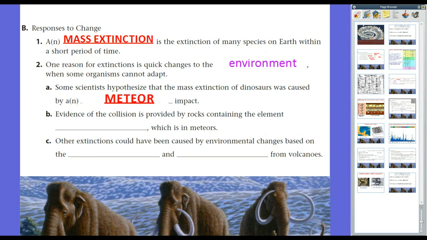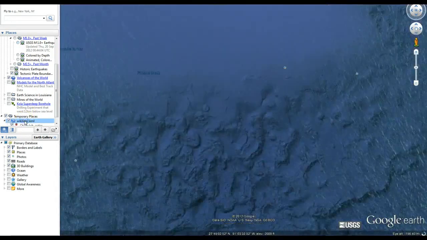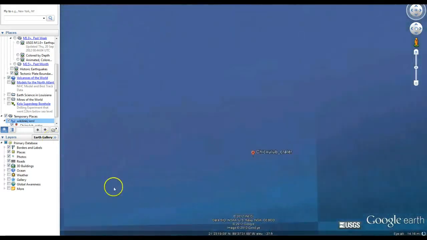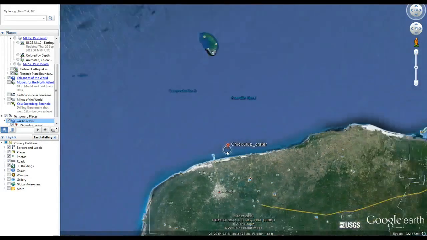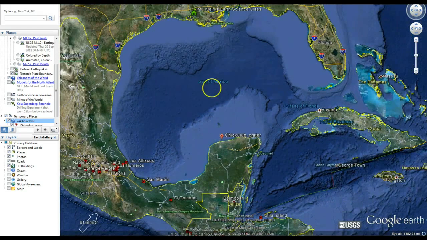And having said that, let's hop on Google Earth for a minute and let's look. Here we are at school, and essentially, okay, there's a crater which you can't see, but scientists discovered it. Actually, oil field workers discovered it off the Yucatan Peninsula. It's in this general vicinity. In fact, if I zoom out, you see where our class is here in South Louisiana. Here's the crater. Okay, it's not too far from us.